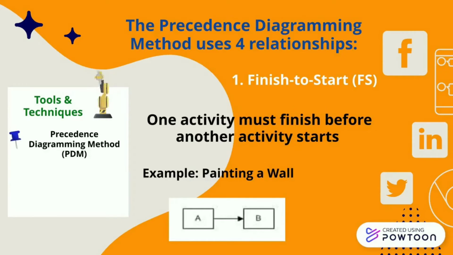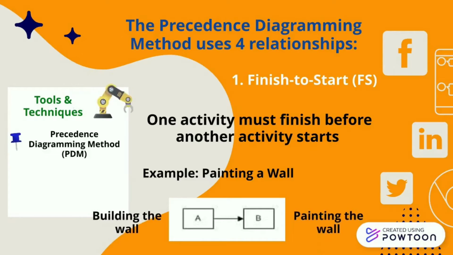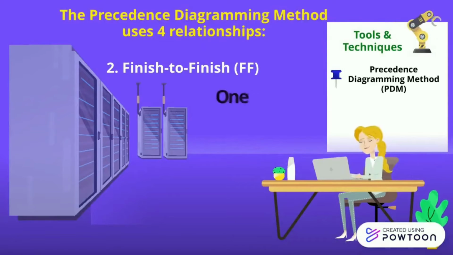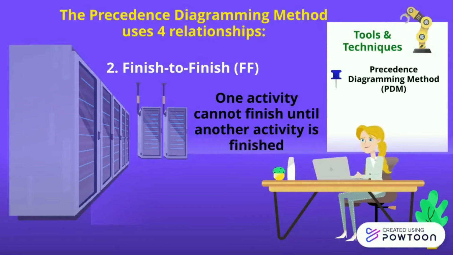In this case, the first activity is building the wall and the second activity is painting. You cannot start painting the wall until the wall is ready or it is not yet finished. Next is finish to finish. One activity cannot finish until another activity is finished. Here, two activities may in fact run in parallel. However, the second activity is only able to entirely complete after the first activity is 100% done.